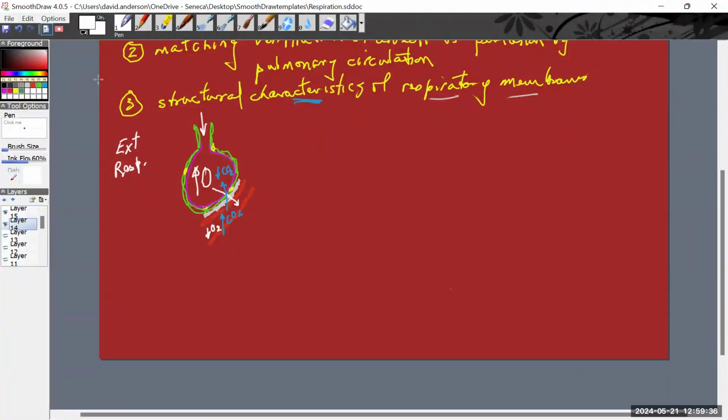Okay. So let's do this. We're going to look at internal respiration while we're on this topic. Over here, we will look at what's happening at internal respiration. External respiration is happening at the lungs, and internal respiration is happening down at the cells. So this is pulmonary, and this is systemic.